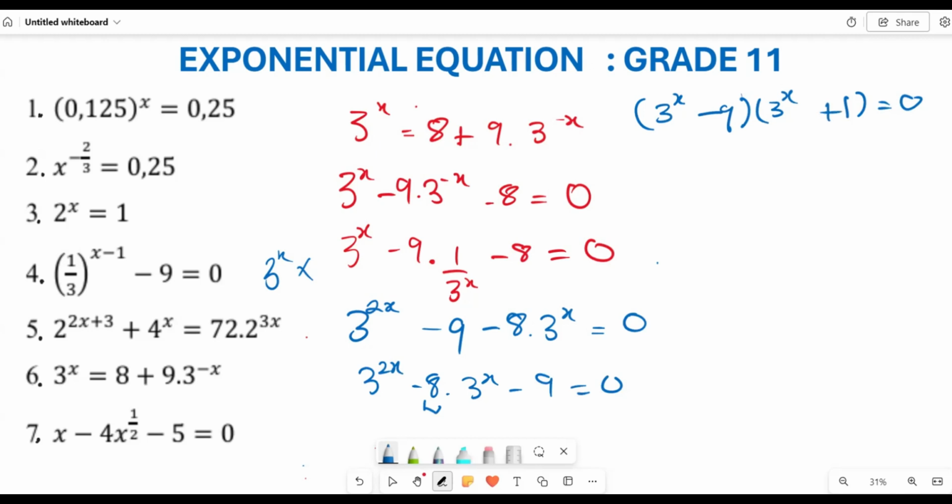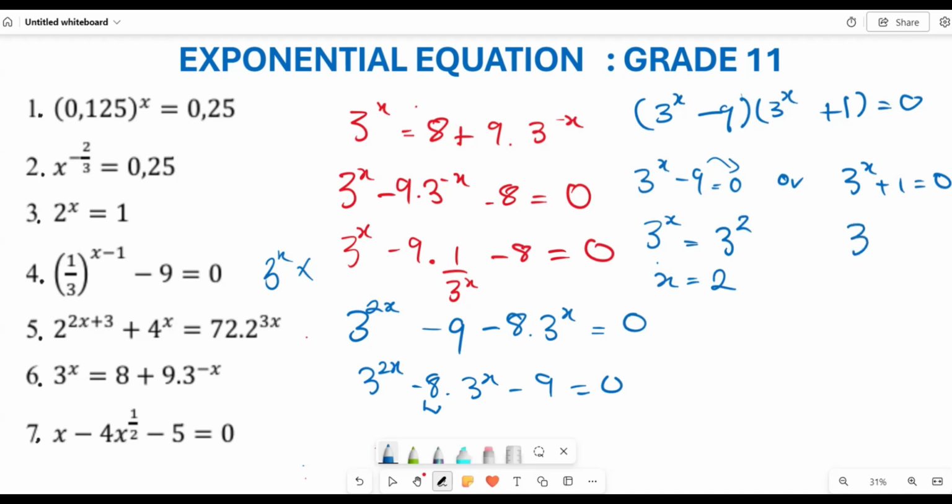So which means this is the same as what now? This is the same as 3 to the power of x minus 9 equals 0, or 3 to the power of x plus 1 equals 0. Now from here, what is it that you're going to do? Now 3 to the power of x equals 9. When I transpose the side, this is the same as 3 squared, right? So which means my x is 2.